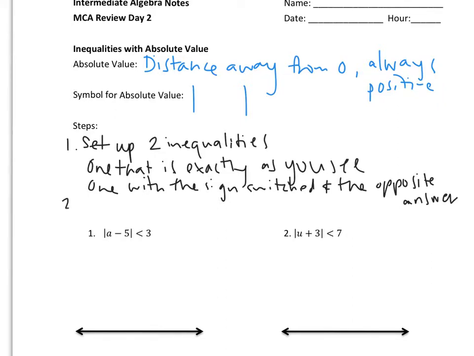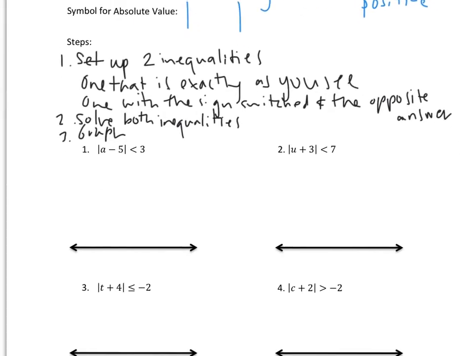Then the second step would be to solve both inequalities. And then the third step would be to graph. And we'll make sure that with these inequalities, if it's an and statement, that we will write our final answer appropriately. And if it's an or statement, we will write our final answer appropriately as well. So let's take a look here at a few examples.